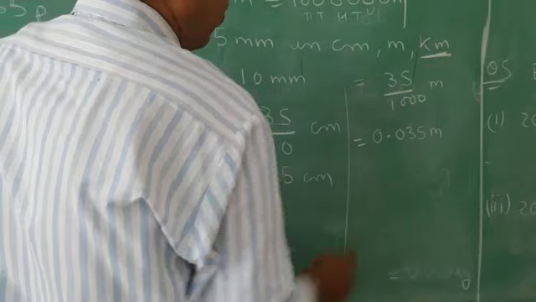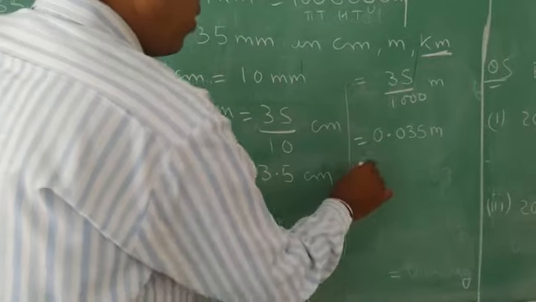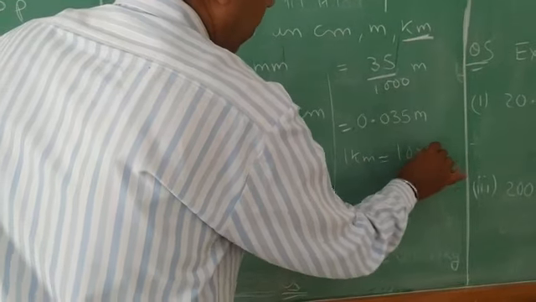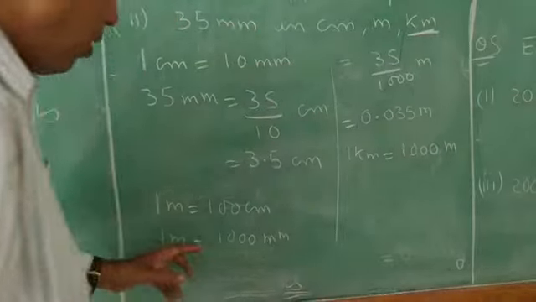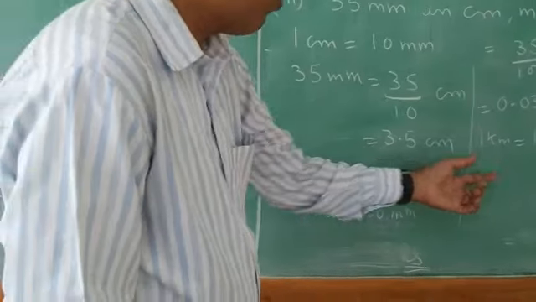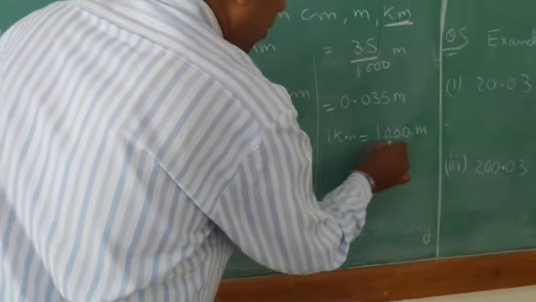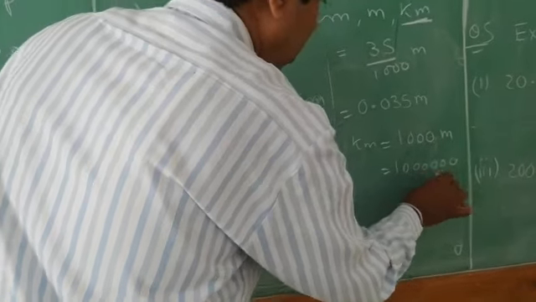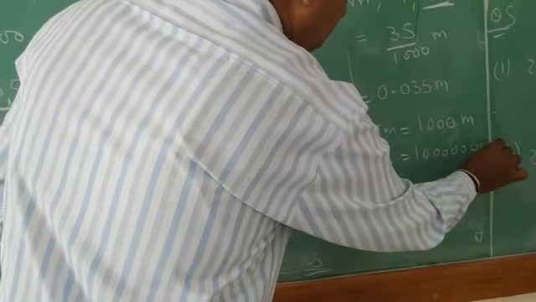0.035 meter. And the next part, 1 kilometer. So 1 kilometer is equal to how many meters? 1000. So I will use this again. I have to multiply with this. So it comes as, and now here the zeros will come, how many? 6 zeros. 1, 2, 3, 4, 5 and 6 zeros.